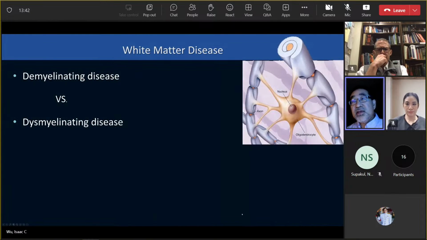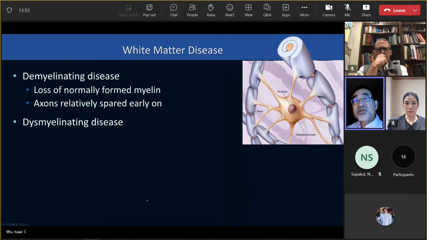If you look at the pediatric white matter disease in general, you can roughly break them down into demyelinating disease as well as dysmyelinating disease. A very rough definition: demyelinating disease is what we're going to focus on mostly today. You have a process where the myelin is normally formed, but something bad happened to myelin, so you have a process that destroys the myelin. And in the early stage, the axon is going to be relatively spared.